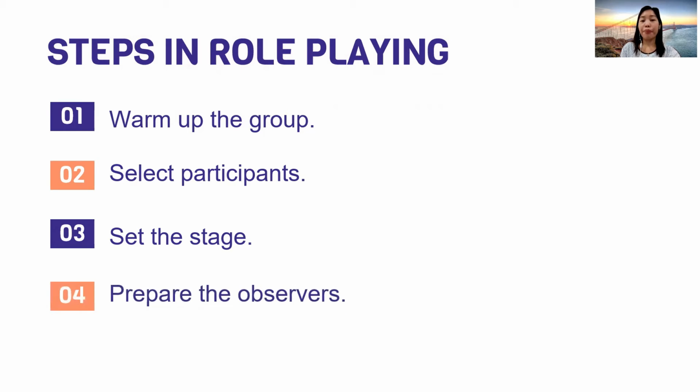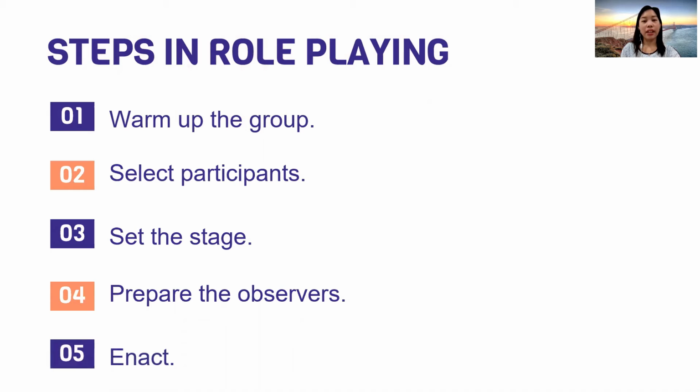Step 4. Prepare the observers. To make sure that the whole group stays involved, the teacher is encouraged to assign them tasks. For example, the observers could evaluate the realism of the role playing, respond to the effectiveness and sequences of the role player's behavior, and define the feelings and ways of thinking of the persons being portrayed.